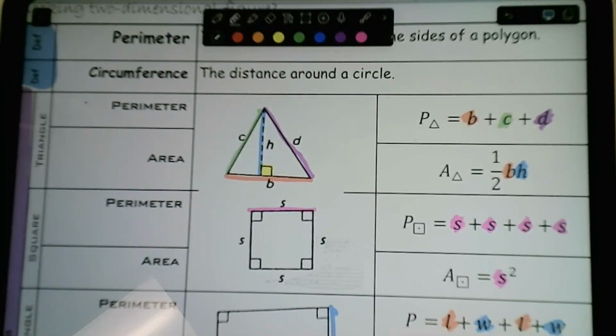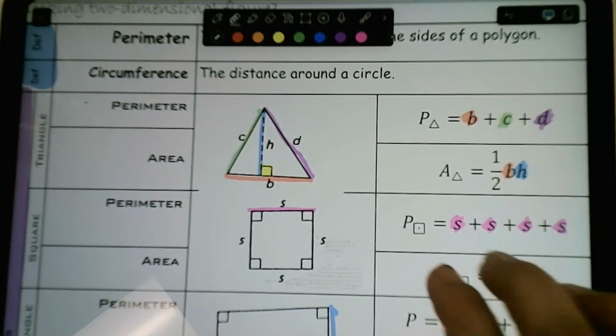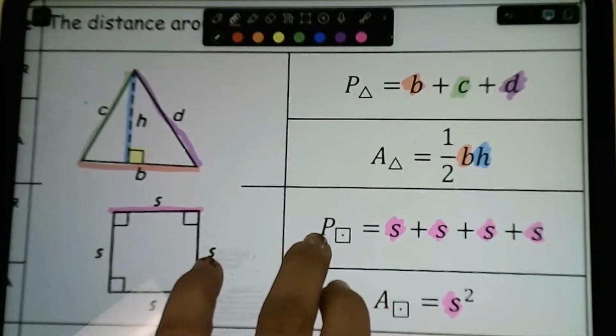But the geometry portion may have you do areas and stuff. So here are the formulas. Perimeter, just add up all the sides, and that's the formula that you see there. Oh, I see the one for triangle. Yep, there's the one for triangle.